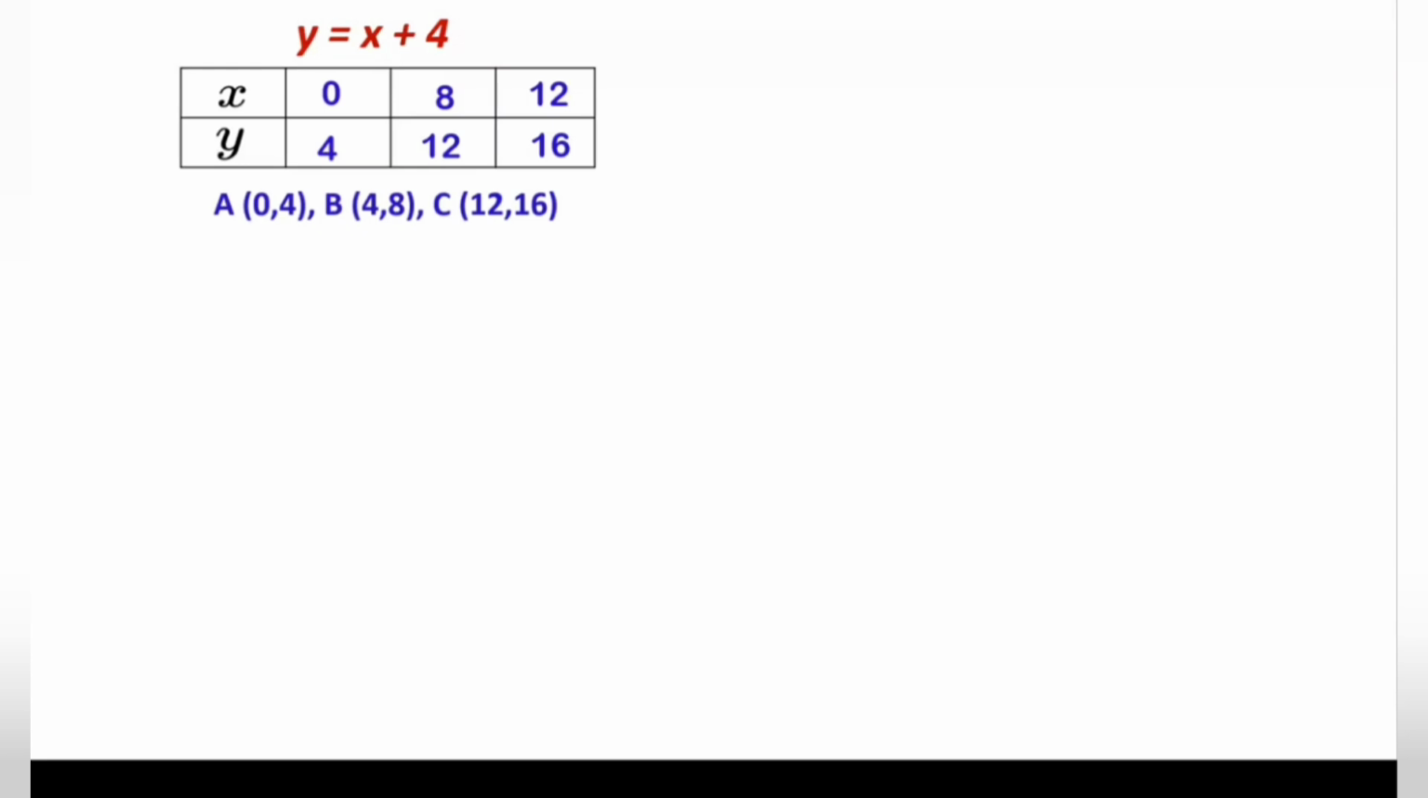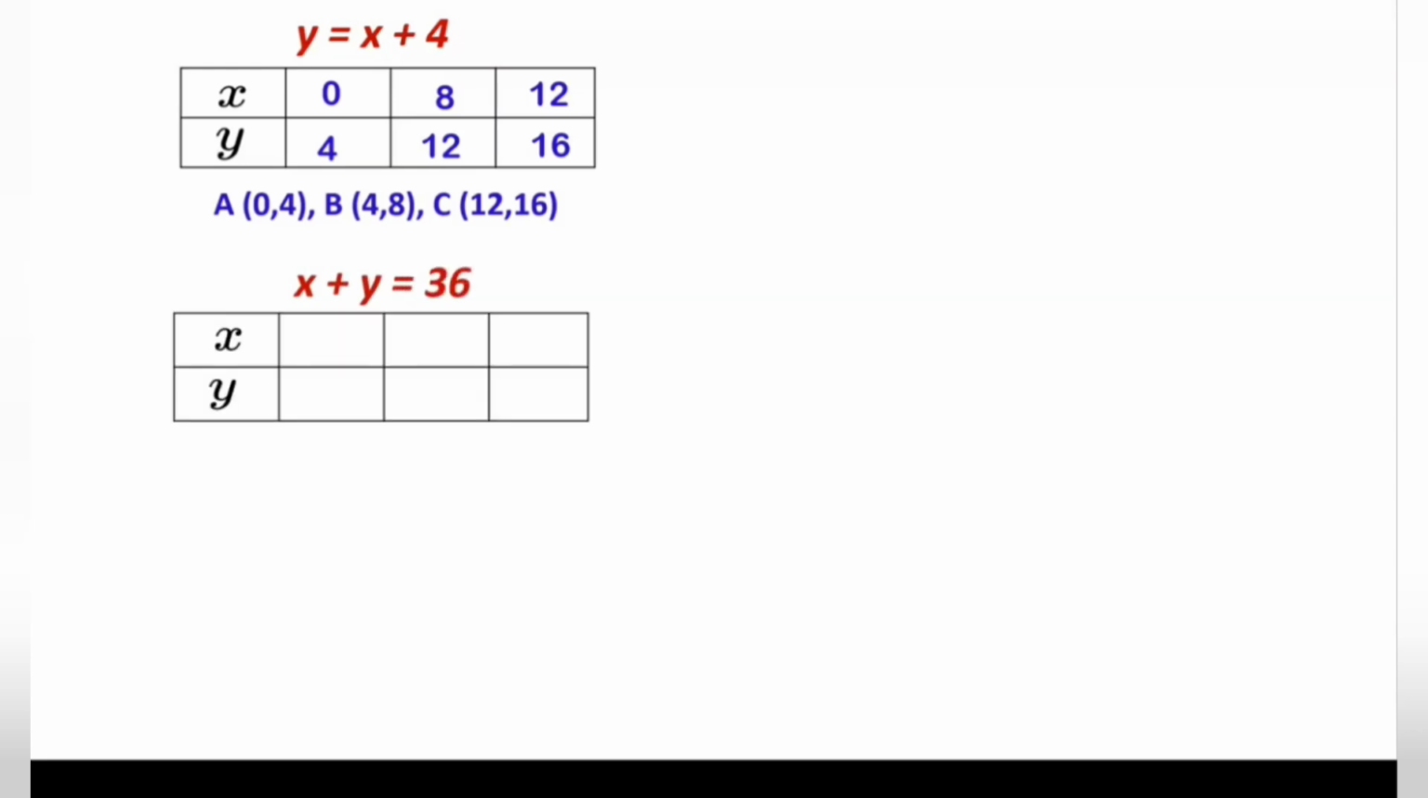And meanwhile, we will take out the points for the other equation also, which is x plus y is equal to 36. Let us put any values for x and find the corresponding values of y. Let us put x is equal to 0. 0 plus what is 36? 0 plus 36 is 36. So if x is equal to 36, y will be 0. 36 plus 0 is 36.